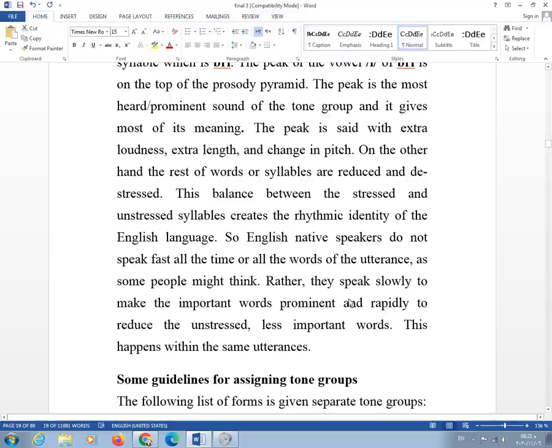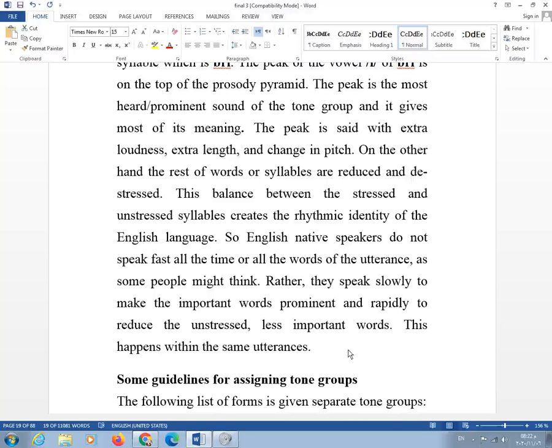What happens is that they speak slowly to make the important words prominent, and they speak very rapidly to reduce the unstressed and less important words. And this happens within the same utterance. So in each utterance you will find a part of it which is important, and English native speakers give it time and give it prominence, and they slow down in that part. On the other hand, unimportant words and functional words and reduced syllables, they say very rapidly. They squeeze them, they drop them and so on. The unimportant words do not need or deserve, according to native speakers of English, to be given equal time.